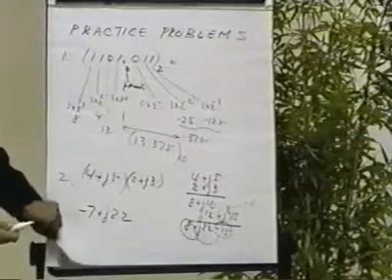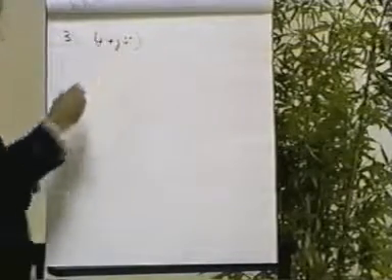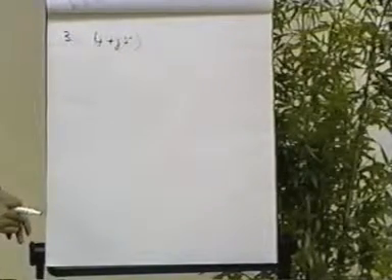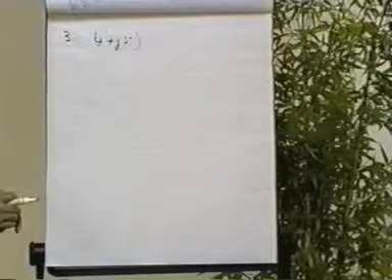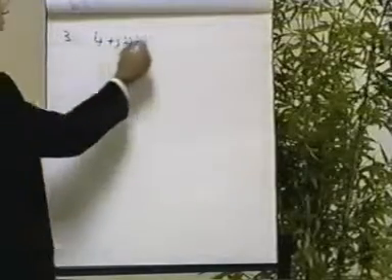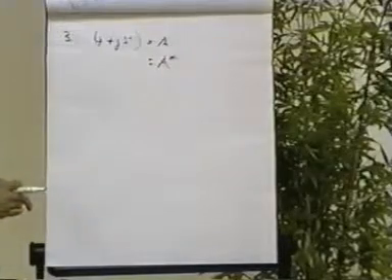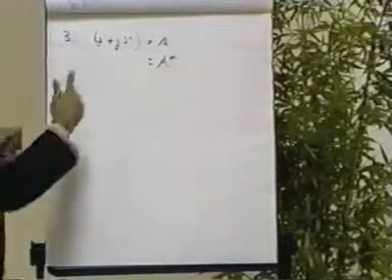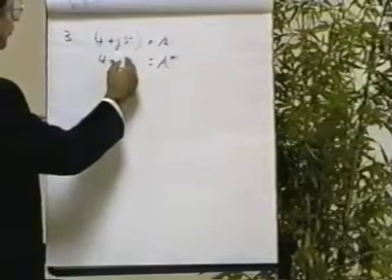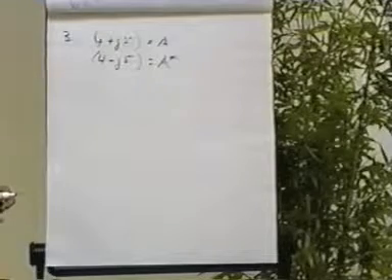Let's go on now to problem number 3. Problem number 3, we have 4 plus j5, a complex number, which we would like to multiply by its conjugate, which is A star. Call this A. Then A star would simply be 4 minus j5.